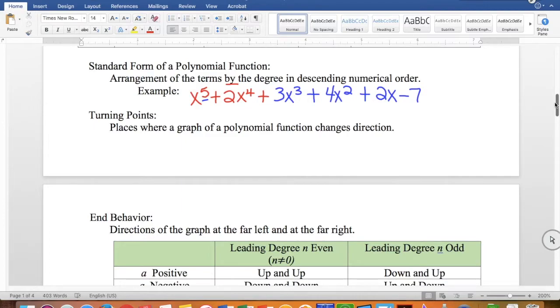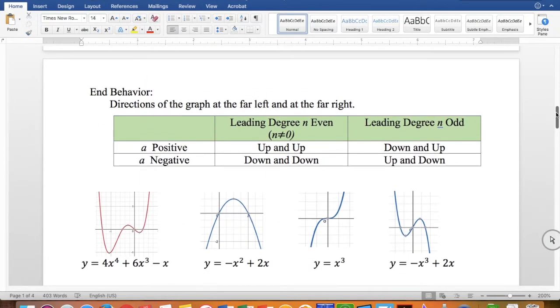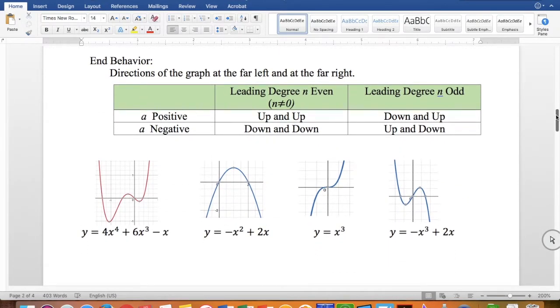And the next one is turning points. We'll talk about those later. Places where a graph of a polynomial function changes directions. I can't really do examples because we're going to talk about that within a graph. Okay. The last thing I want to talk about on this video is the end behavior. So I really want you to focus on this. Directions of the graph at the far left and the far right. That's your end behavior. What is happening on the end behavior?